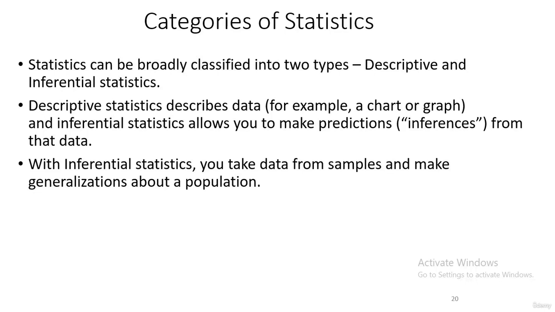With inferential statistics, you take data from samples and make generalizations about a population. That means, just now you have seen population and sample. In inferential statistics you take data from the samples and make a conclusion about a big population.